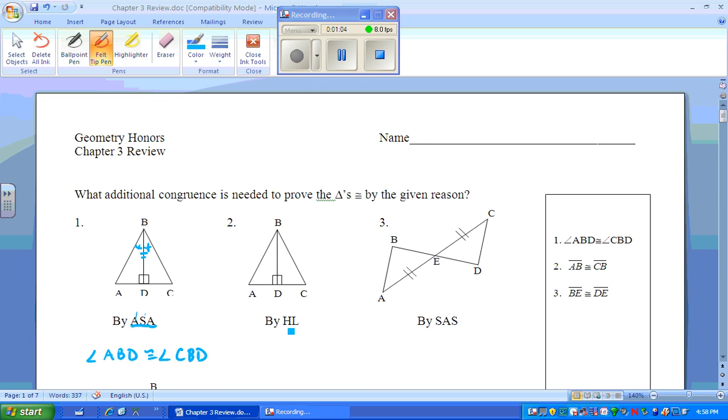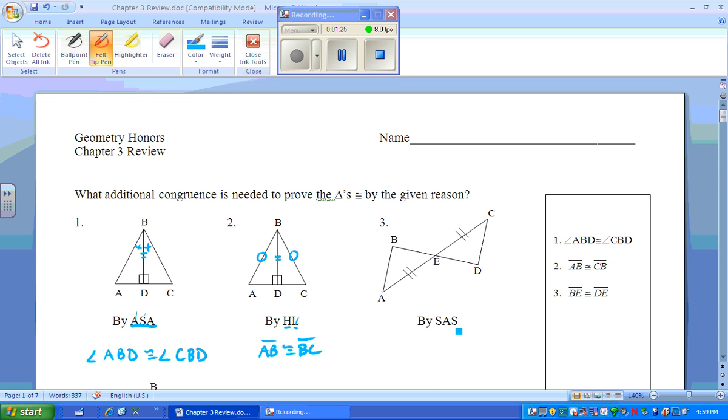In 2, I want HL. We just learned HL, which was hypotenuse leg. So I have the right angle, so I got the right triangles. I don't see the hypotenuse or the leg, but wait a second, the reflexive piece again. So there's the leg, so I need the hypotenuse of here and here. That means AB needs to be congruent to BC.